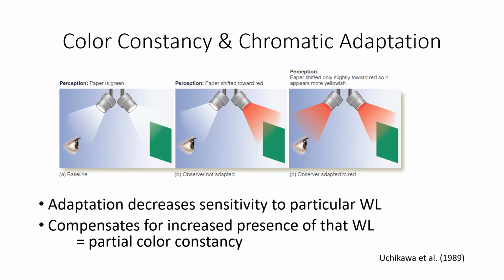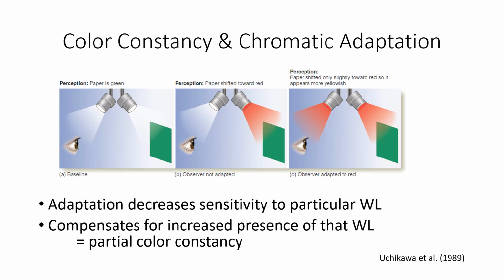If what they do instead is put the green paper under a red light, but the person's eye is still under a white light, then we see a shift of that color to appear more reddish. And so it has been shifted to the longer wavelengths. If now we put the person under a red light along with the green paper under the red light, now we see a slight shift, maybe it appears a little bit more yellowish, but it doesn't have quite the same shift as we saw in B when the person's eye was under the white light.